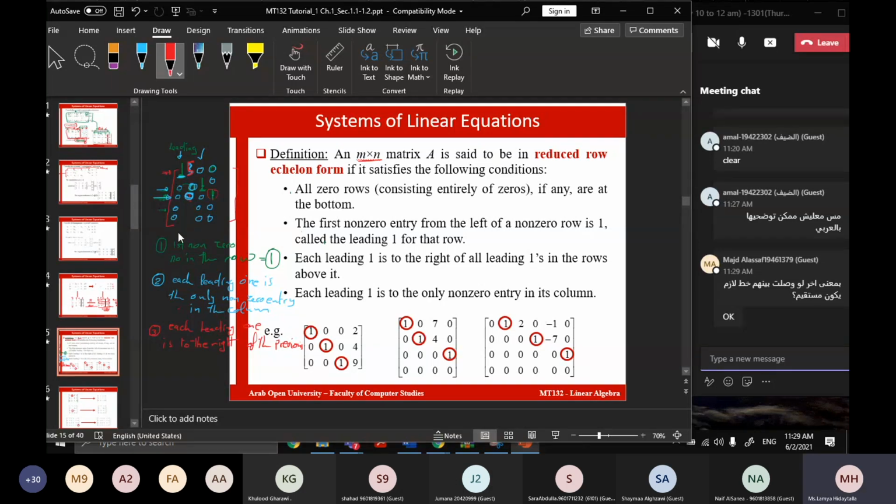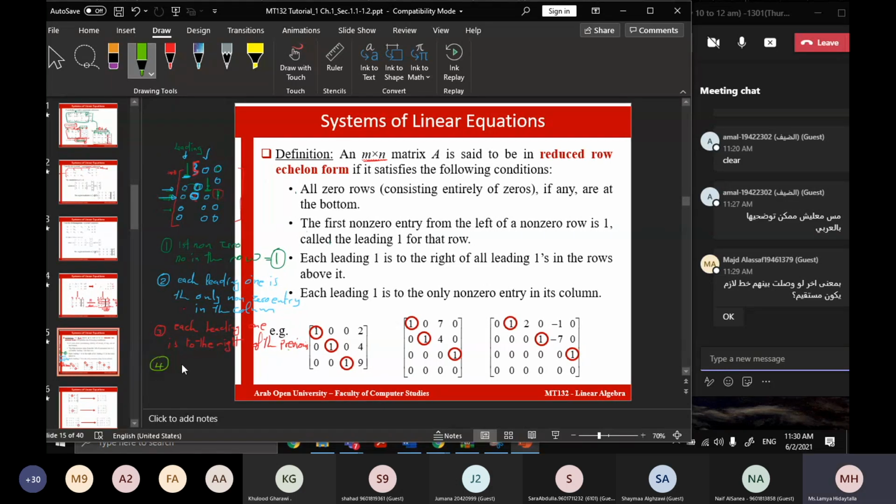Okay. The last thing is what? Number 4. Any zero row should be at the end. If there is a zero row, it should be at the end of the matrix, at the bottom of the matrix. If you find zeros in one before the last, no, then it is not in the echelon form.